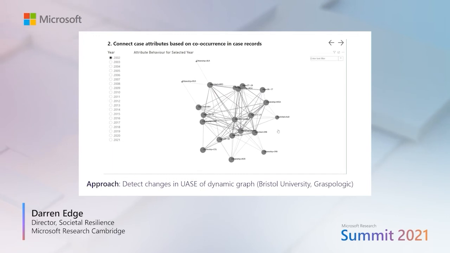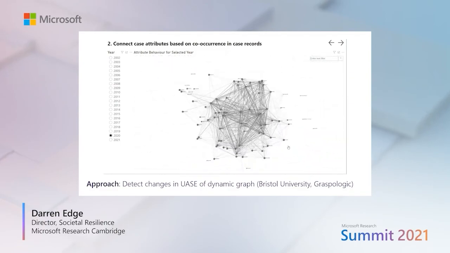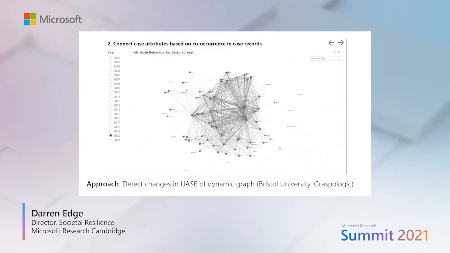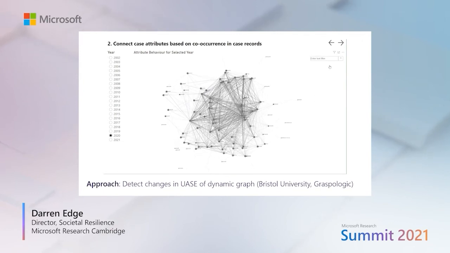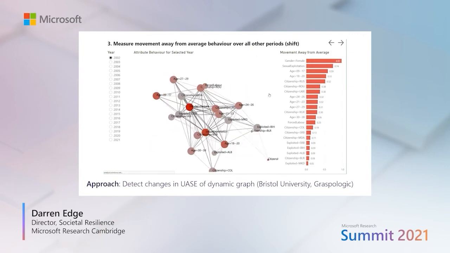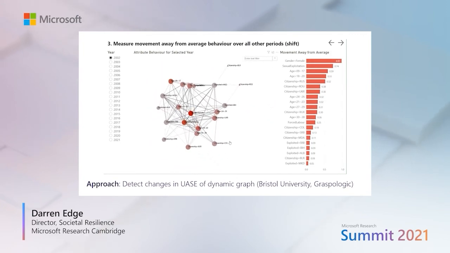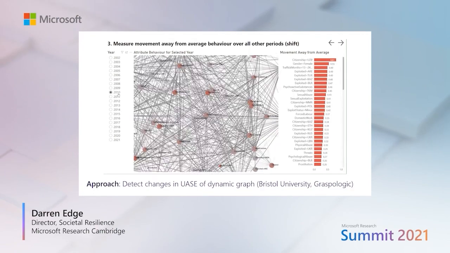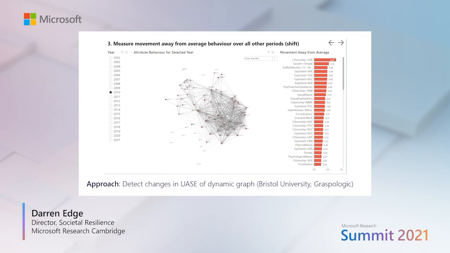So here we're creating a graph that connects attributes of case records based on the number of victims that have both of those attributes. So we can see that this structure changes over time, but it's very hard to understand what is changing and what is staying the same. So with the embedding method that we're using, we can actually measure how much attributes are changing their behavior compared to their average behavior over all other periods. So this is where we can start looking for the emergence of patterns.